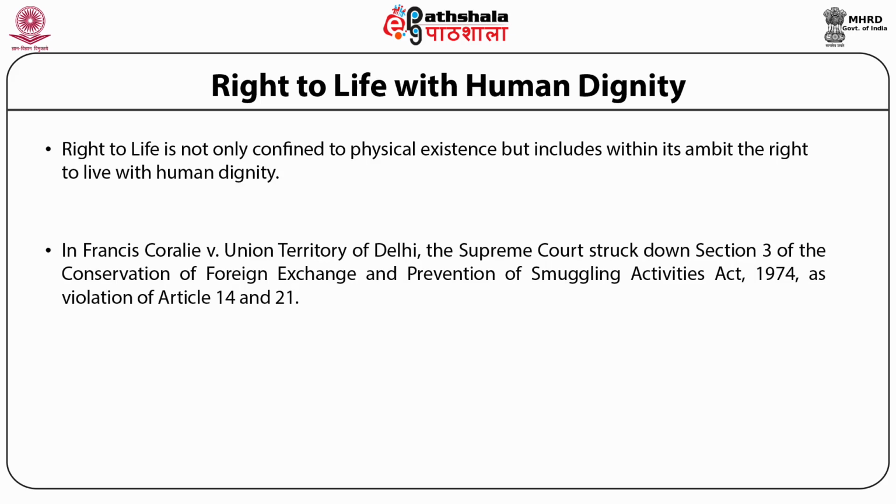In the landmark case of Francis Coralie versus Union Territory of Delhi, the Supreme Court struck down Section 3 of the Conservation of Foreign Exchange and Prevention of Smuggling Activities Act, 1974. In that case, they held that Section 3 of the Act violated Articles 14 and 21.